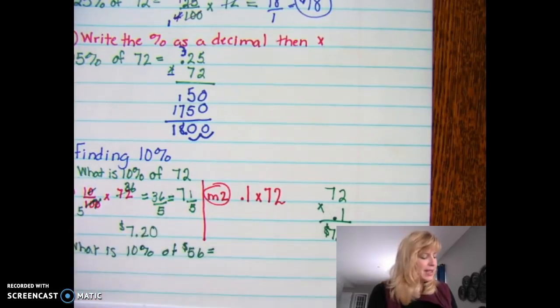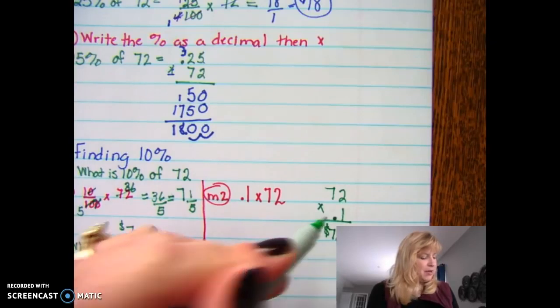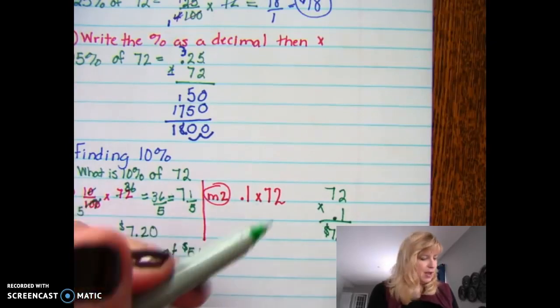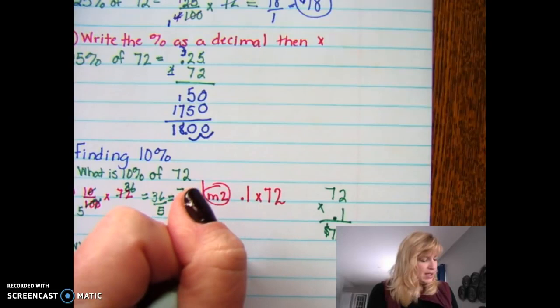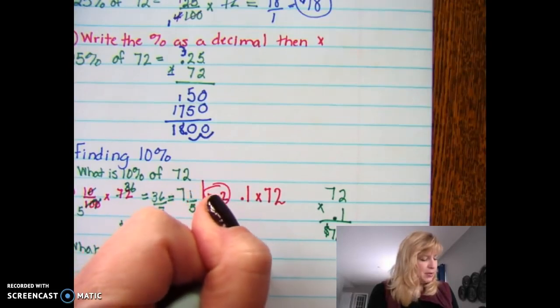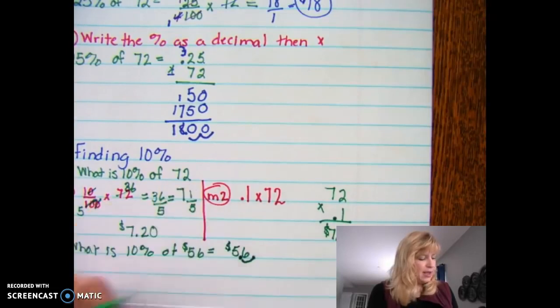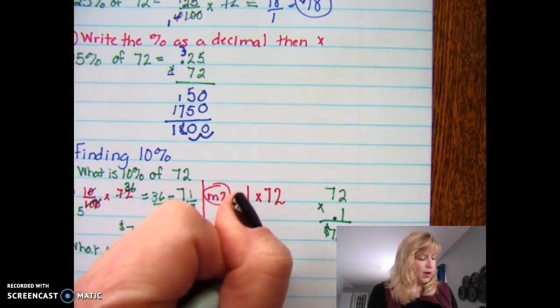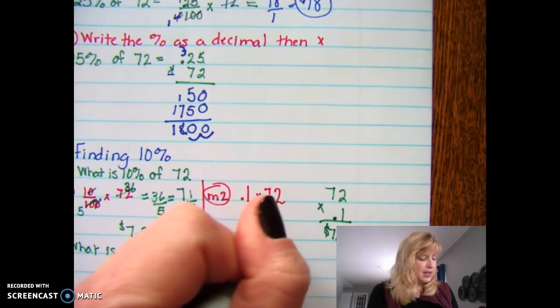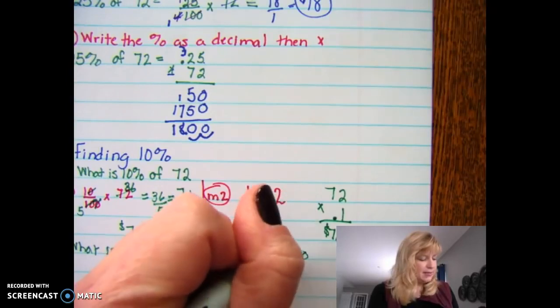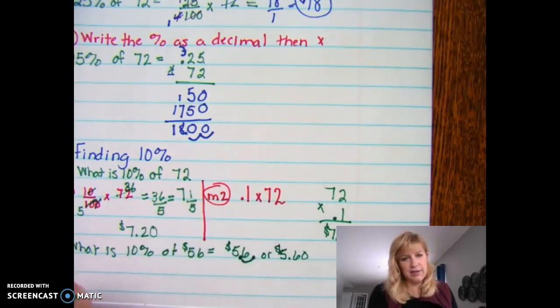So if we use the same logic that we used up here, the same pattern, and we take 56 and 10% of it is 1 to the left, it's 5.6 or $5.60. This is a great technique to use if you are at a store and having to figure this out in your head. You know you get this much off of whatever item that you are purchasing.